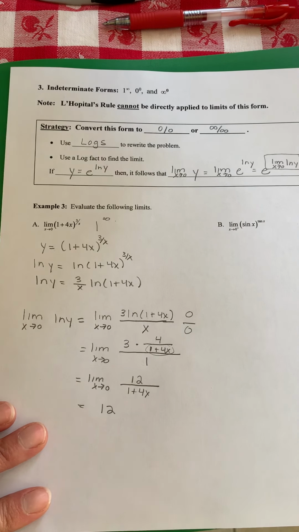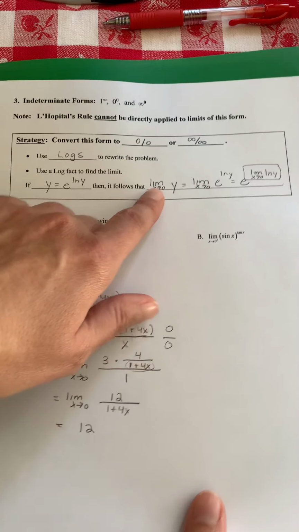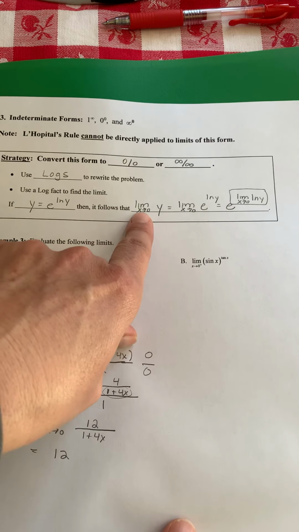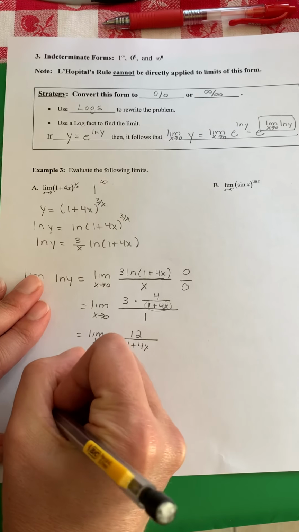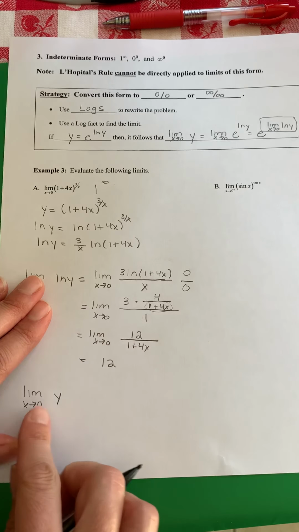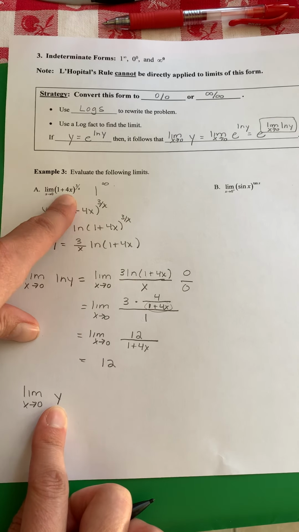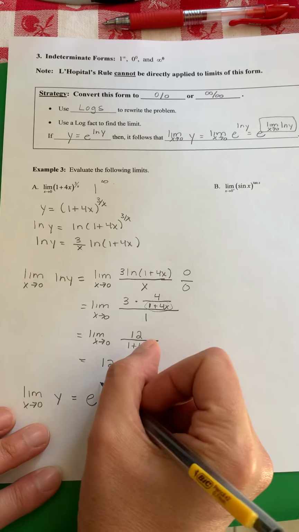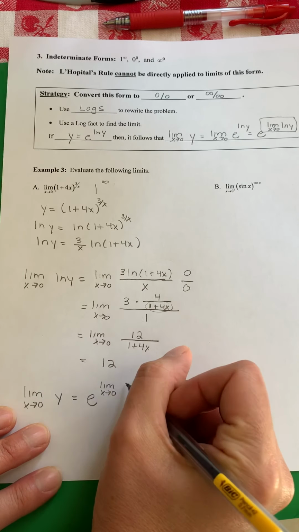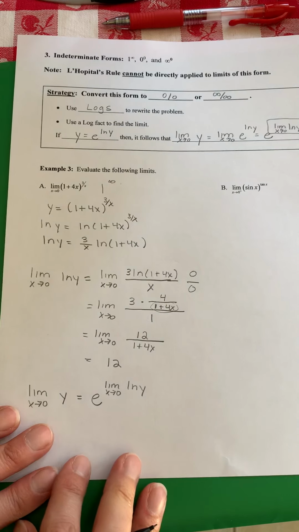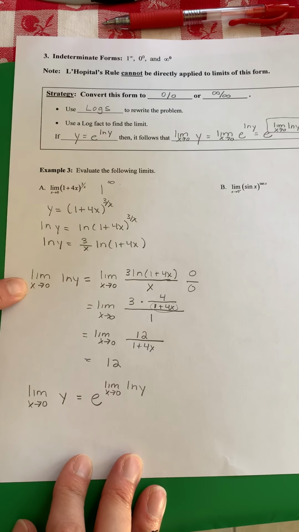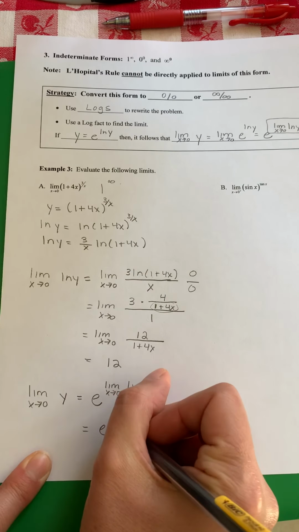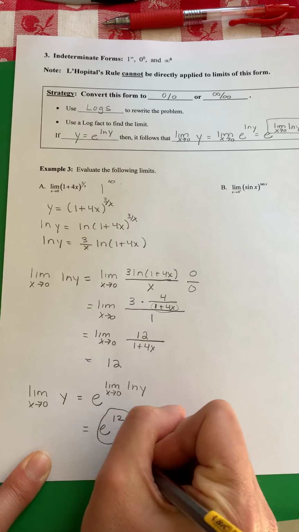Now, keep in mind, this is not our overall answer, right? We're trying to find the limit as x goes to 0 of our expression. We said it's the same as this. Okay, so let's go ahead and write this down. Okay, so the limit as x goes to 0 of y, remember y is our original problem, so that's the limit we're trying to find, and that is equal to e to the limit as x goes to 0 of the natural log of y. Okay, so the good news is we've done all the hard work. We found the limit as x goes to 0 of the natural log of y is 12, so the limit for this problem ends up being e to the 12th power, and that does it.